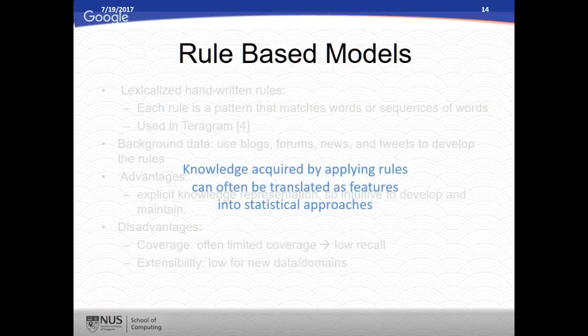But the good part is, if you are able to figure out some of the rules, then you will be able to use them as statistical features in the conventional machine learning models. So we'll move on to that.